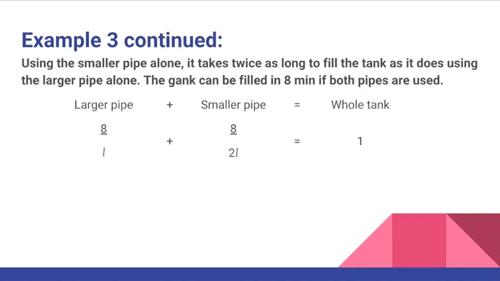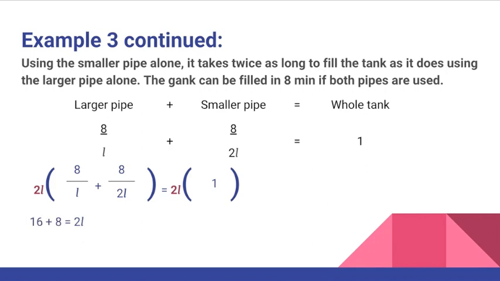So then if we take that table and we fill in the larger pipe plus the smaller pipe equals the whole tank. So we've got 8 over L plus 8 over 2L equals 1. Now we do have our variables in the denominator, so our LCD is going to have a variable in it. In this case, it's 2L. So when you multiply that through on the left-hand side, we're going to get 16 plus 8 equals 2L. And then we can just combine those numbers on the left. We get that 24 equals 2L and L equals 12.